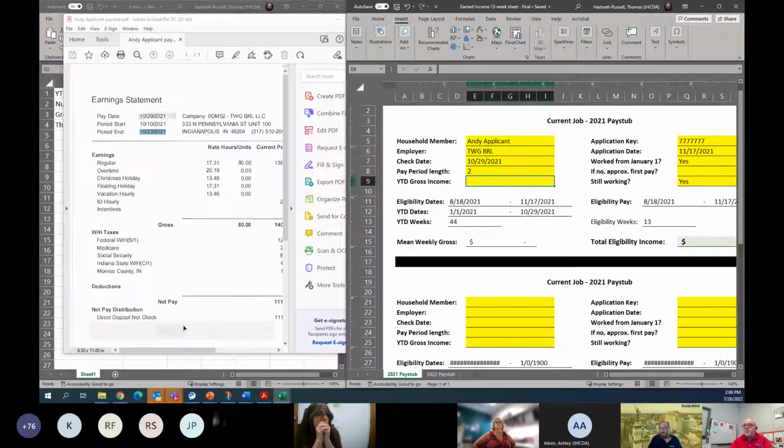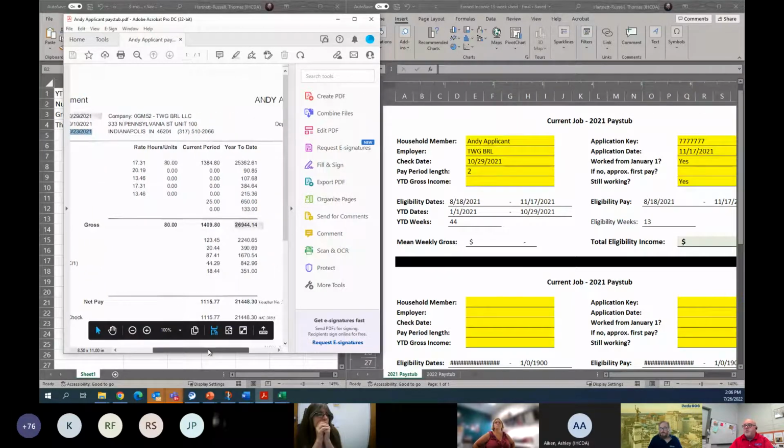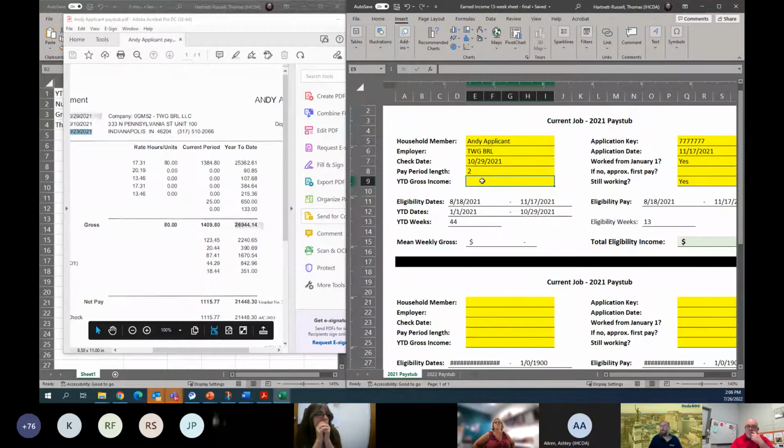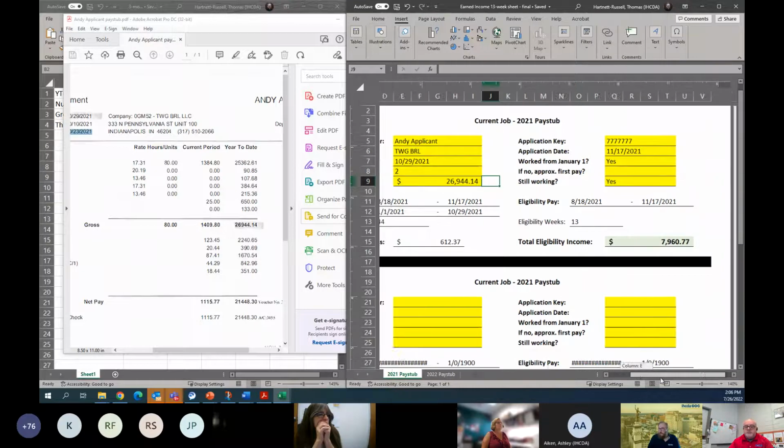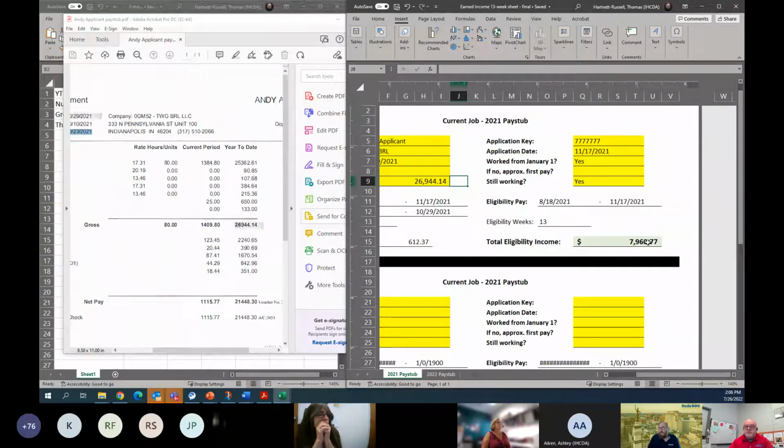Now let's put in that year-to-date total. So it was $26,944.14. So the 13-week spreadsheet determines that this person has a weekly mean gross of $612.37, and over the past 13 weeks has received $7,960.77.